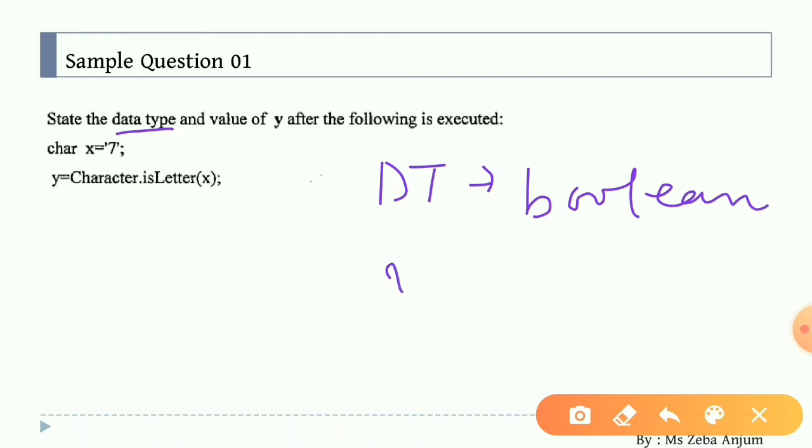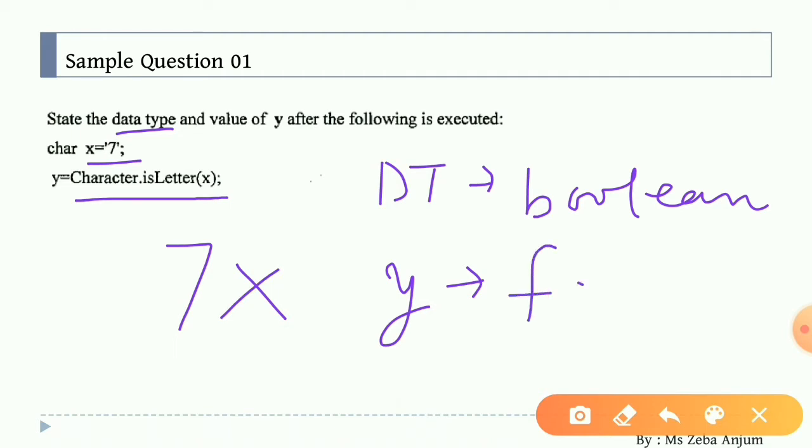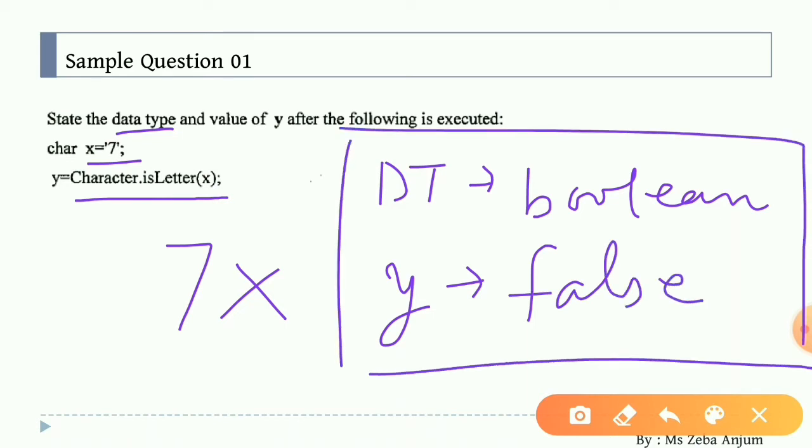Now, the value of y is what? Character dot isLetter x. The value of x is 7, and you know 7 is not a letter. Yes, so this function is going to give you the false value. So this is the result that you are going to get for this question.